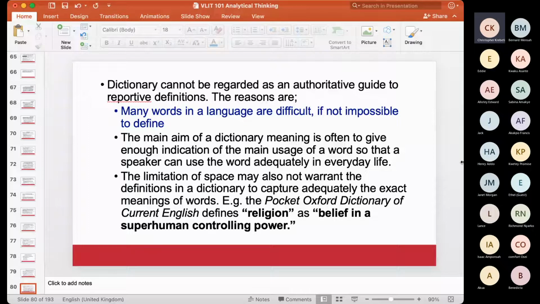In your day-to-day life, the limitation of space sometimes means the dictionary doesn't have space to offer you a detailed definition. So the dictionary will not be able to capture adequately the exact meanings of the word. For example, if you have a pocket Oxford dictionary, open it and find how it defines the word religion. It defines the word religion as belief in a superhuman or controlling power, right?